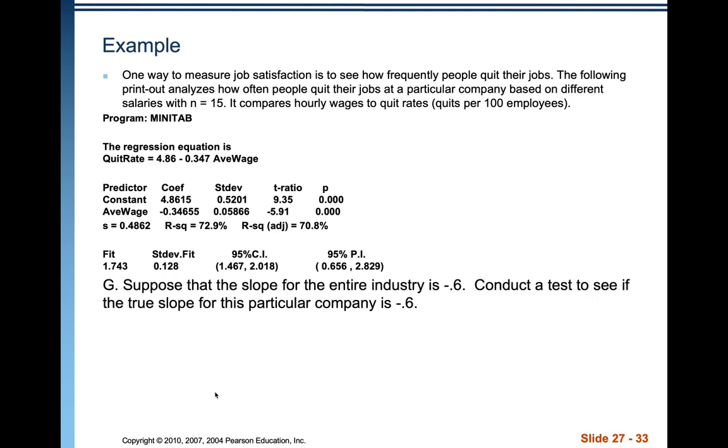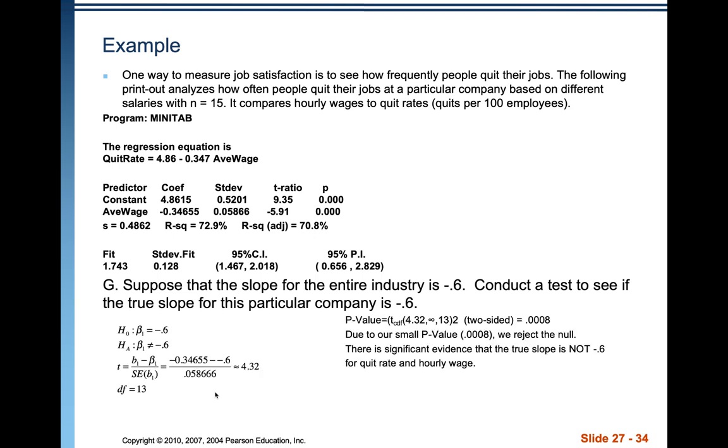Suppose that the slope for the entire industry is negative 0.6. Conduct a test to see if the true slope for this particular company is negative 0.6. So for this hypothesis test, our hypothesized slope is negative 0.6. So our null is beta 1 equals negative 0.6. And then we use the two-sided alternative.